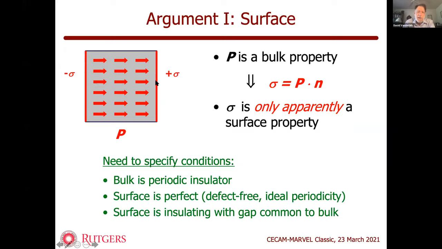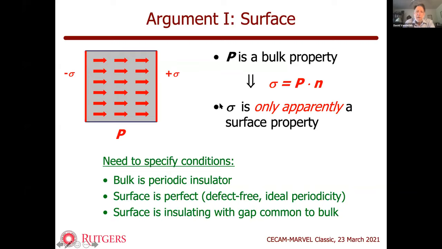The surface also has to be insulating with a gap which is common to the gap of the surface, with a Fermi level in both gaps. And the surface has to be a perfect defect-free periodic surface. So with those caveats, then it should be the case that the surface charge density is given by the bulk polarization.